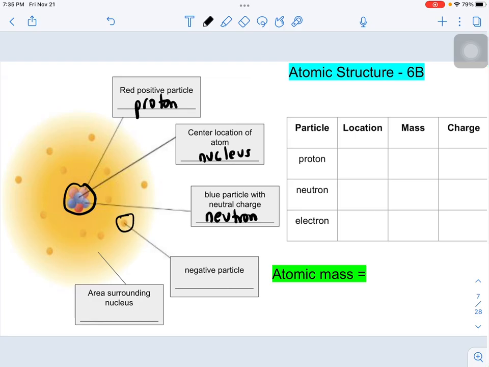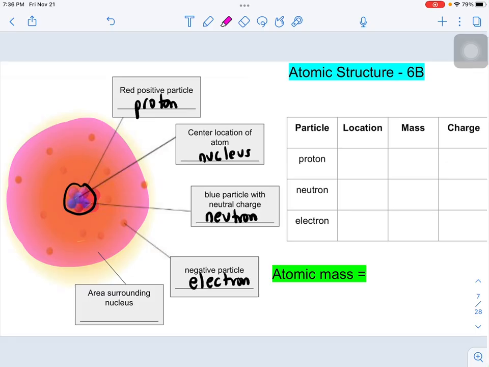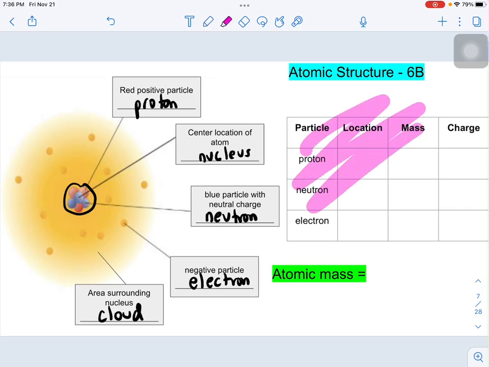Now let's pay attention to this particle that I'm just circling right now. It's a negative particle that's surrounding the nucleus, and we call this particle an electron. Now I want us to focus on this vast area surrounding the nucleus, okay? I just highlighted it pink. This area is known as the cloud, right? Due to Werner Heisenberg.